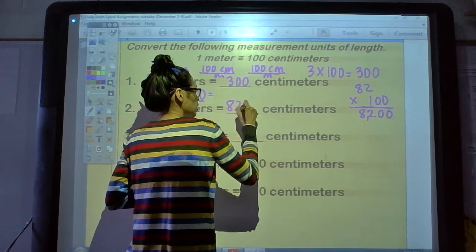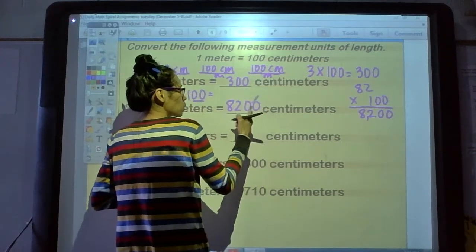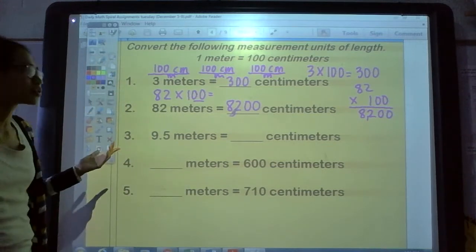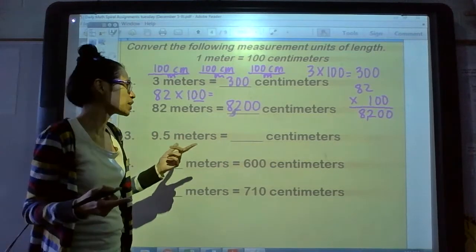So let me do that. 82, add the 2 zeros. 1, 2, 3 for the comma. Bam, right there. 8,200. Either way. All right, the next one.